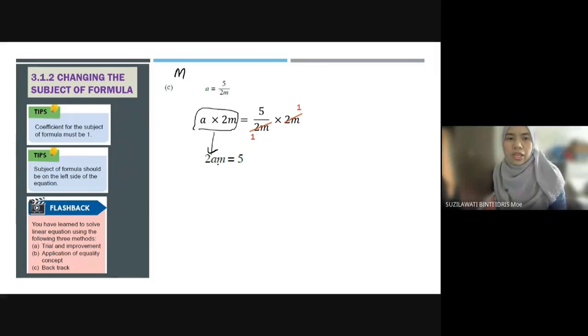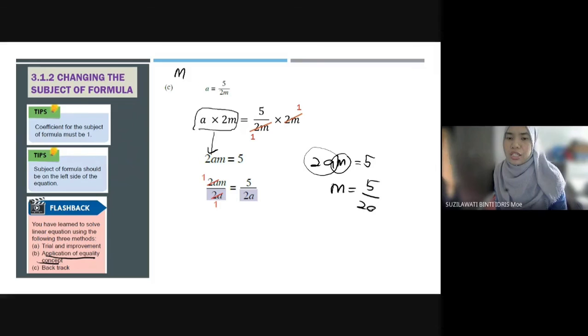So, m, okay, m here, again, you need to apply this application of equality concept. 2am divide by 2a. Or you can just, 2am equal 5 here. You already understand, you leave m equal, you bring the 2a. 2a is multiplied by m. When multiplication, bring to the right side here, it will become division. Or you use this application of equality concept, you divide by 2a. Since on the left side you divide by 2a, so on the right side also you need to divide by 2a. So the answer is, when you divide by 2a, you eliminate the 2a there.